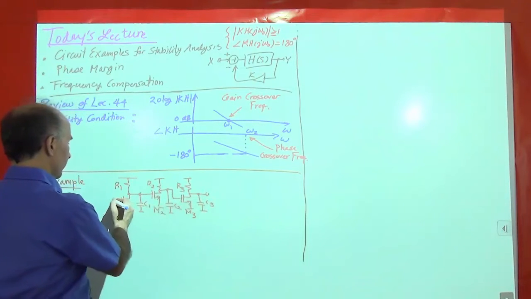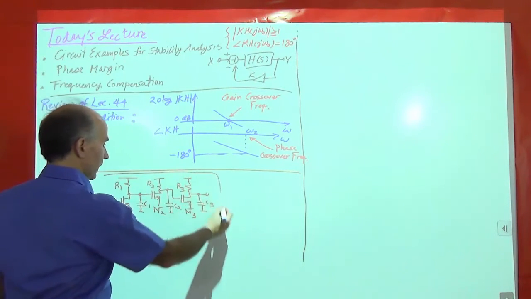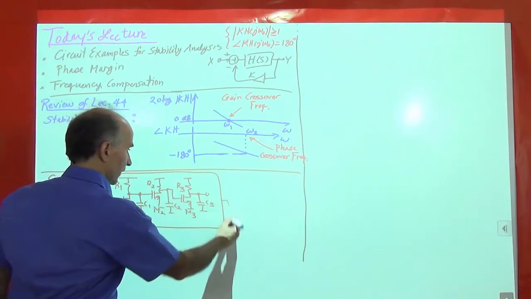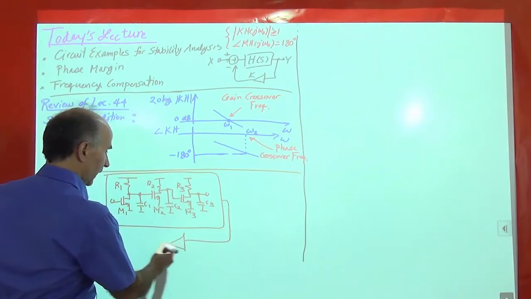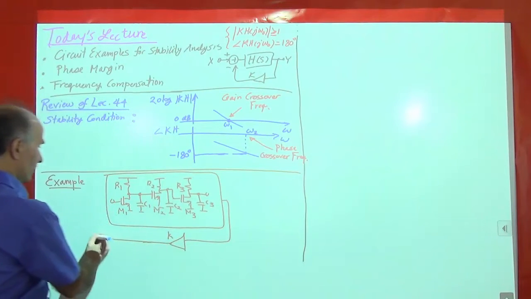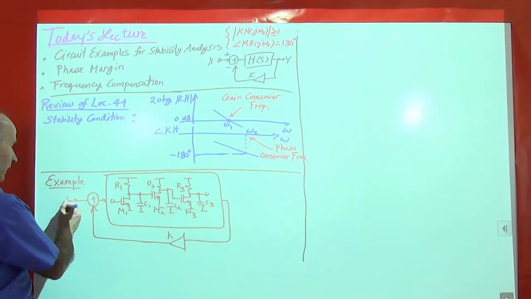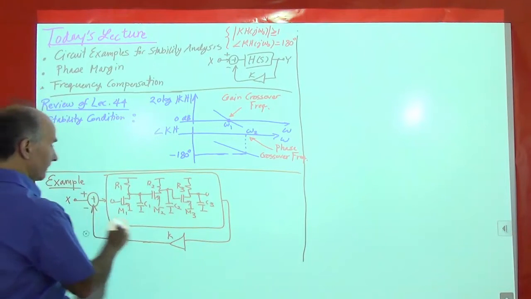So I buy this amplifier and I place it in a negative feedback loop. I take this output, give it to K, and return this to the input. So that is the closed loop feedback system.